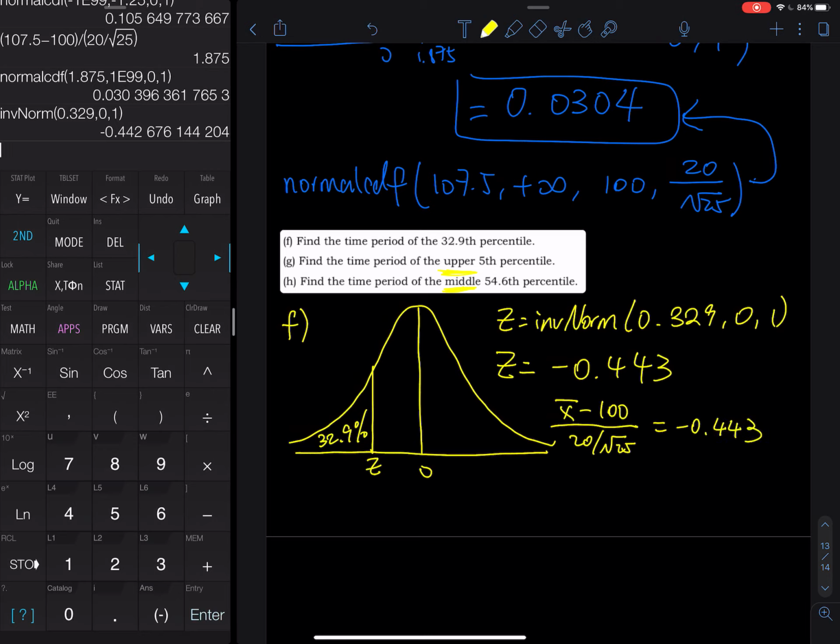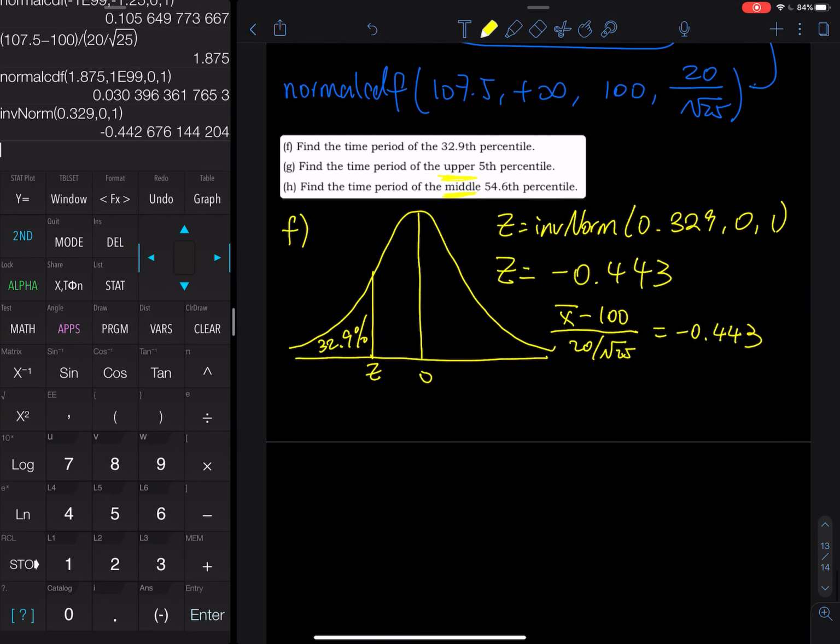So I know time cannot be negative. I'm not saying the time is negative. The standardized time is negative. That means the time is below average. And then how do you solve that?